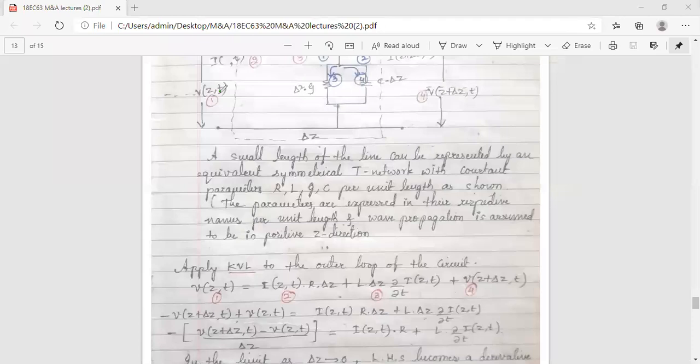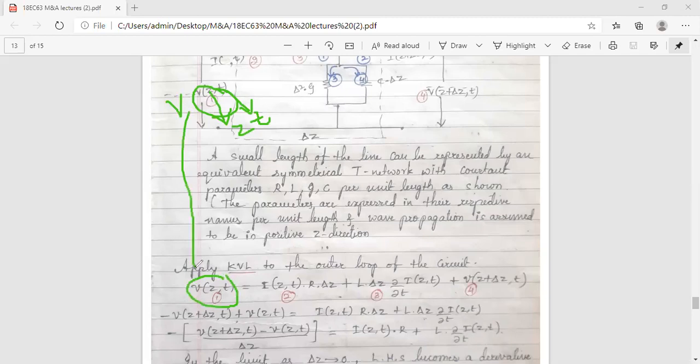From the red pen I have marked the numbers 1, 2, 3, 4. They indicate I am going to apply the KVL, and for those 4 parameters I need to write the values. So if I apply the KVL for this, the first value is V, the applied voltage. That V is dependent on 2 parameters. One is the space variable Z, it is traveling in the Z direction, that is distance. And the second one is time. So Z and T, 2 parameters are there. So V of Z comma T.